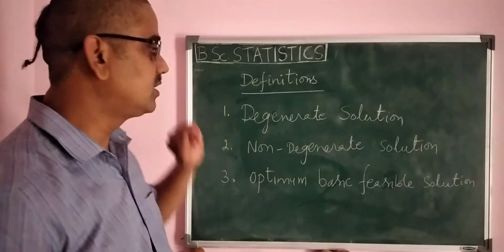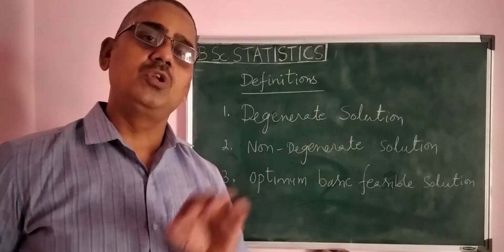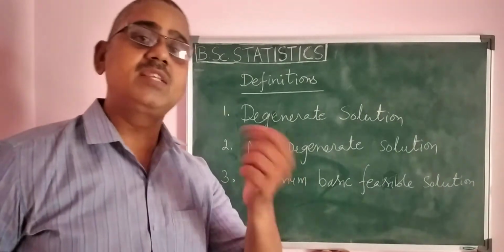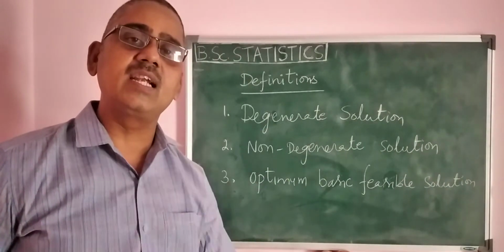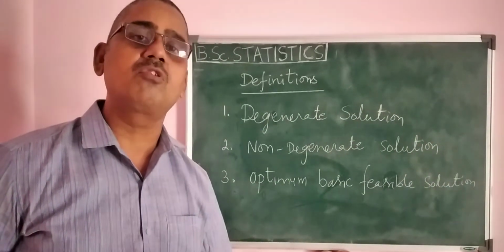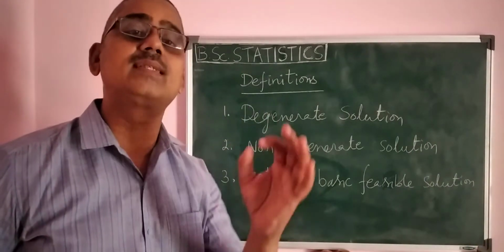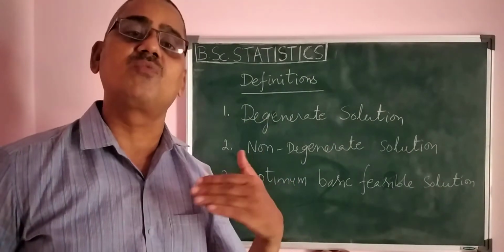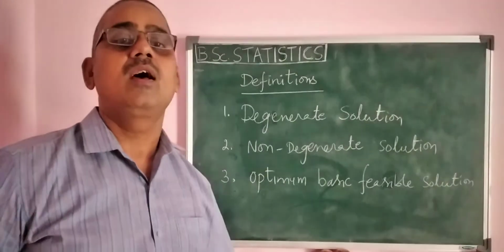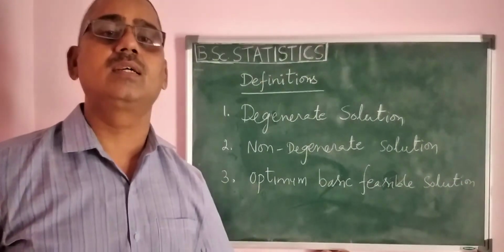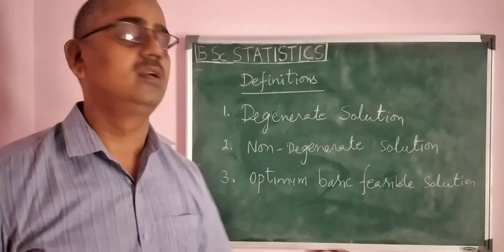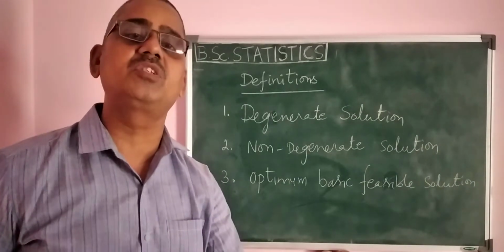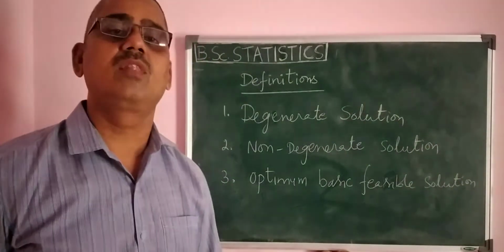That means, first one, degenerate solution. When do you say a basic feasible solution is degenerate? A basic feasible solution is called degenerate solution if one or more basic variables vanish, which means zero. At least one or more basic variables vanish, which means zero. Then such a basic feasible solution is called degenerate solution. Degeneracy means at least one basic variable must be zero. That is degenerate solution.